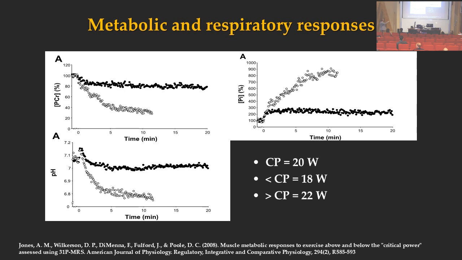Phosphocreatine measured here, after an initial decrease, remains pretty stable up to the 20th minute, whereas when working above critical power, there is a drop in phosphocreatine and exercise stopped at about 10 minutes. pH and inorganic phosphate as well. So both whole body and also local metabolic responses behave like this.